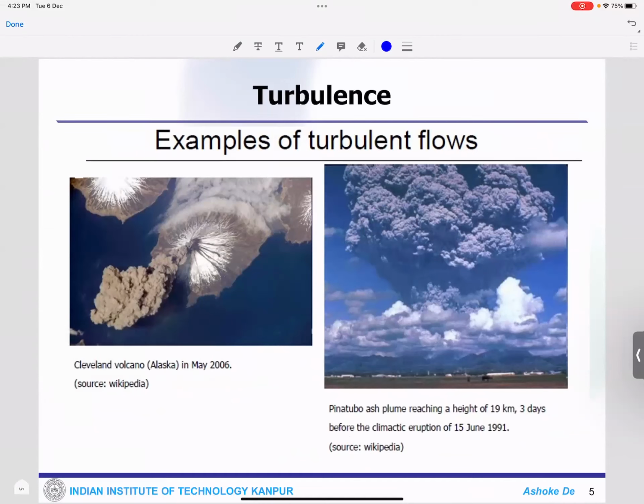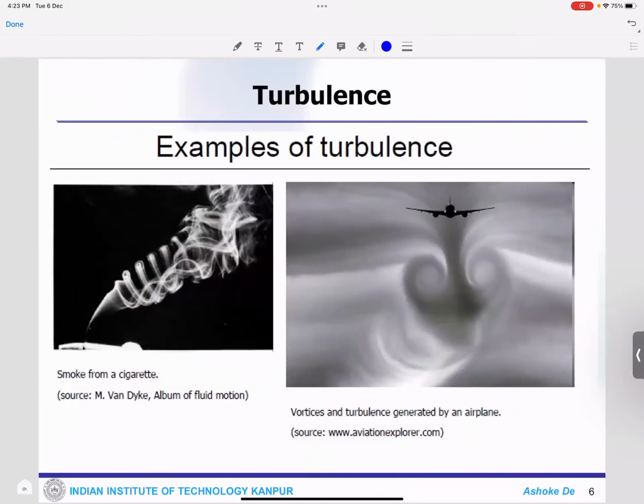On one hand you see this volcano here, and the other one, if you see, was again the plume which is coming out, and these images can show you how the flow actually behaves like a turbulent flow. This is another example where you see the smoking of a cigarette, and when the aircraft flies, how much of the downwash gets this kind of vorticity underneath the airplane.